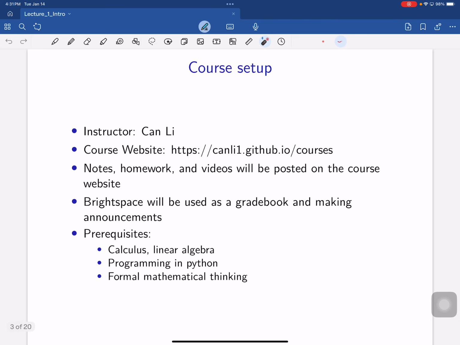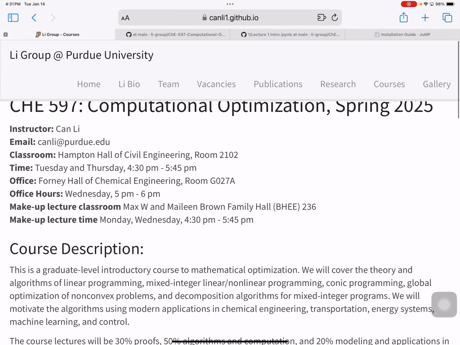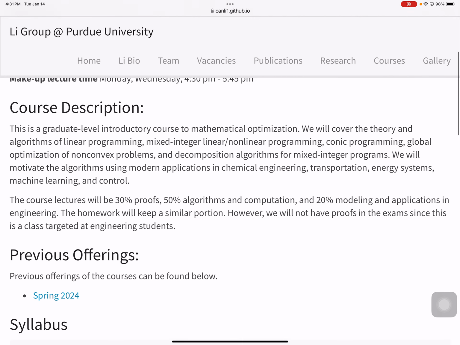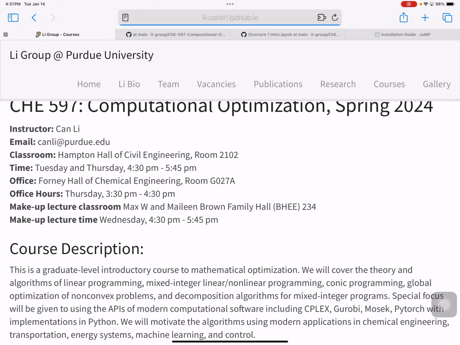So what will we cover in this class? We have a course website. You can take a look. So this is the course website. From this course website, you can find the previous offering of this class in spring 2024.